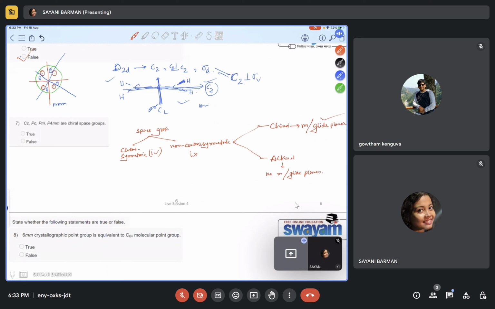Now, from the options, this is a C-centered lattice, but there is one c glide. Here also it's c glide. Here also it is Pm mirror. P4mm, these are also mirror. So these are chiral space groups, not achiral. But yeah, these are chiral space groups. So it is true.